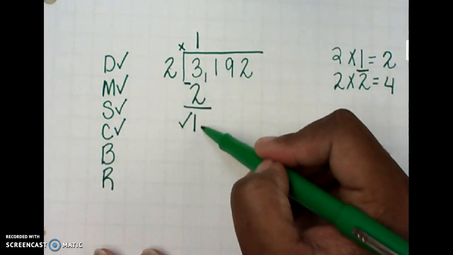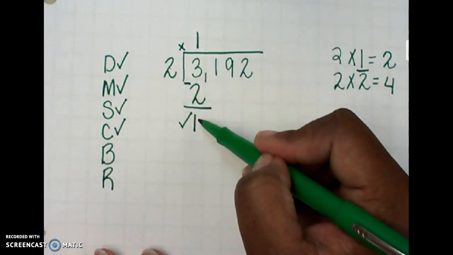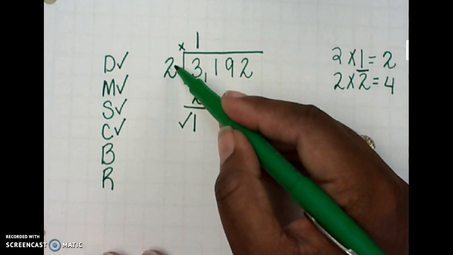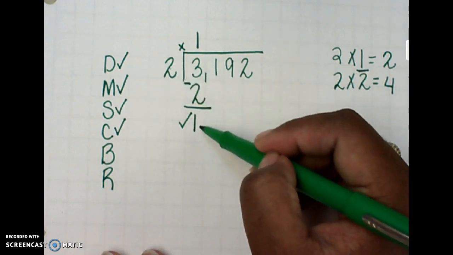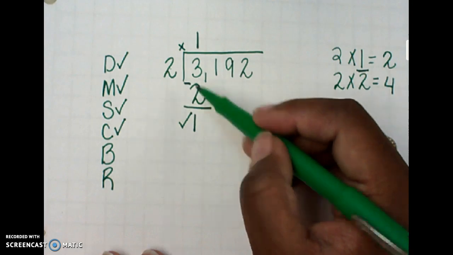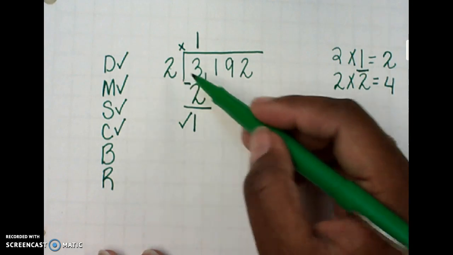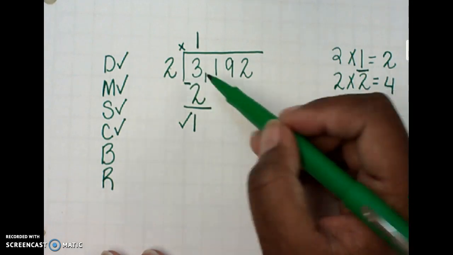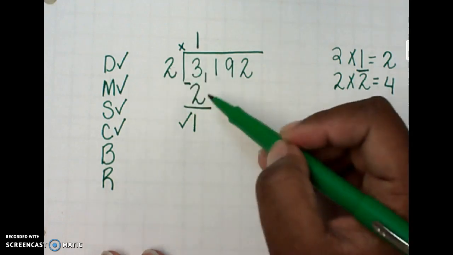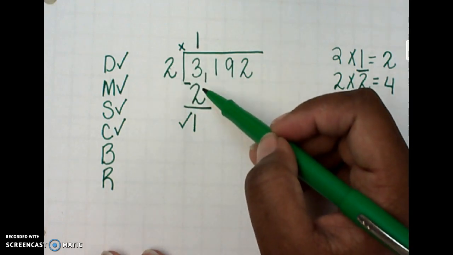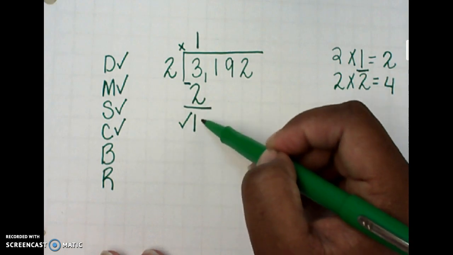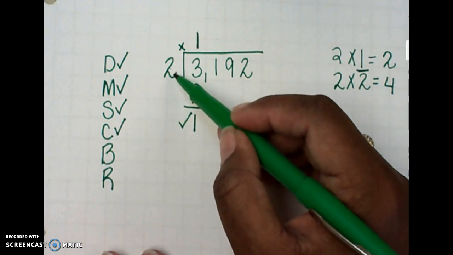And there's a reason why we check here to see if the remainder is smaller than the divisor. If my remainder is not smaller than my divisor, that means I've subtracted wrong, I might have multiplied wrong, I might have even divided wrong. So it's very important that this number be smaller than my divisor.